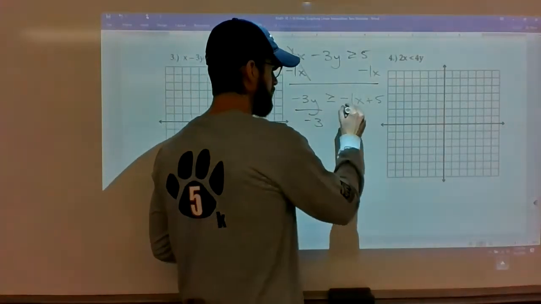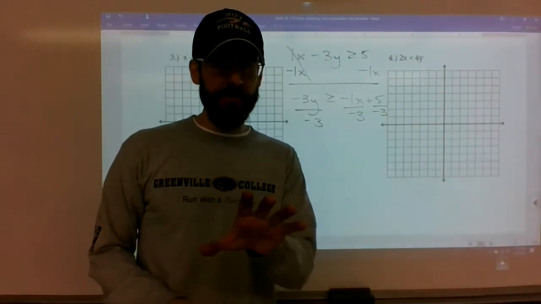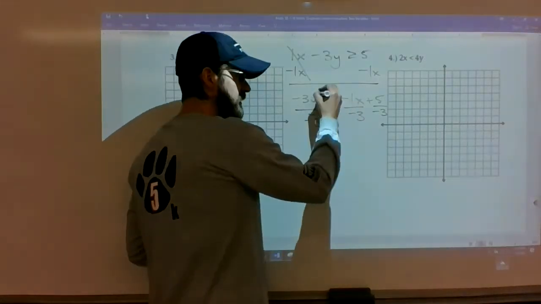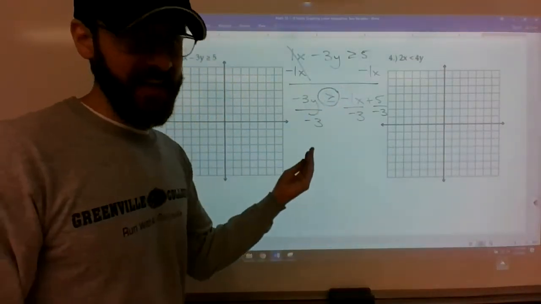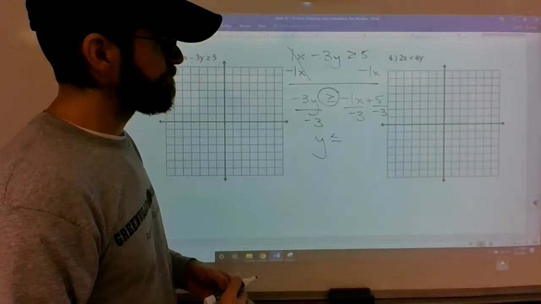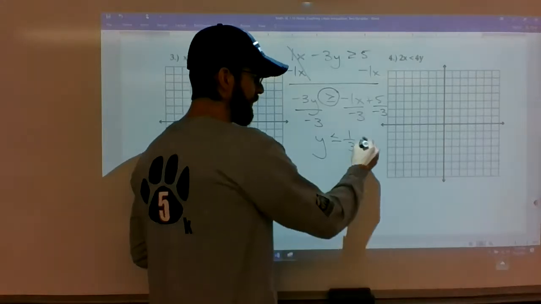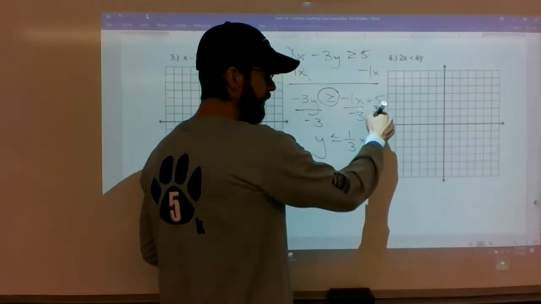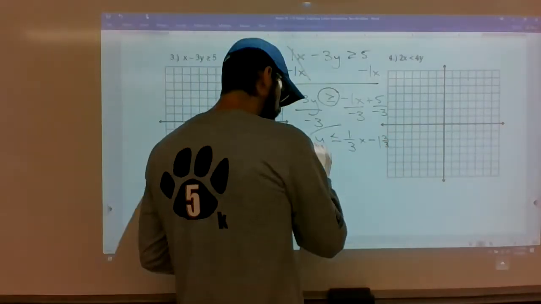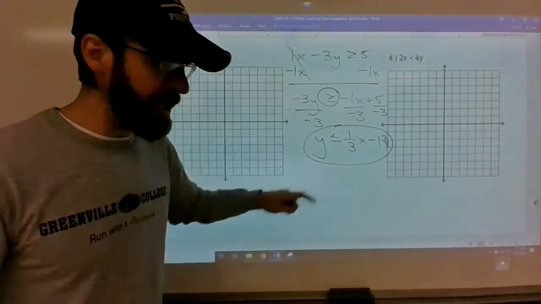Maybe you guys remember this from Math 1A. Maybe you don't. Dividing both sides by a negative switches the symbol to the less than sign. So make sure you keep that in your memory bank. 1/3 is our slope x, and then this one's going to start at negative 1 2/3. That's what 5 divided by 3 is as a mixed number. So we're taking this. We're drawing a bold line, not a dashed.